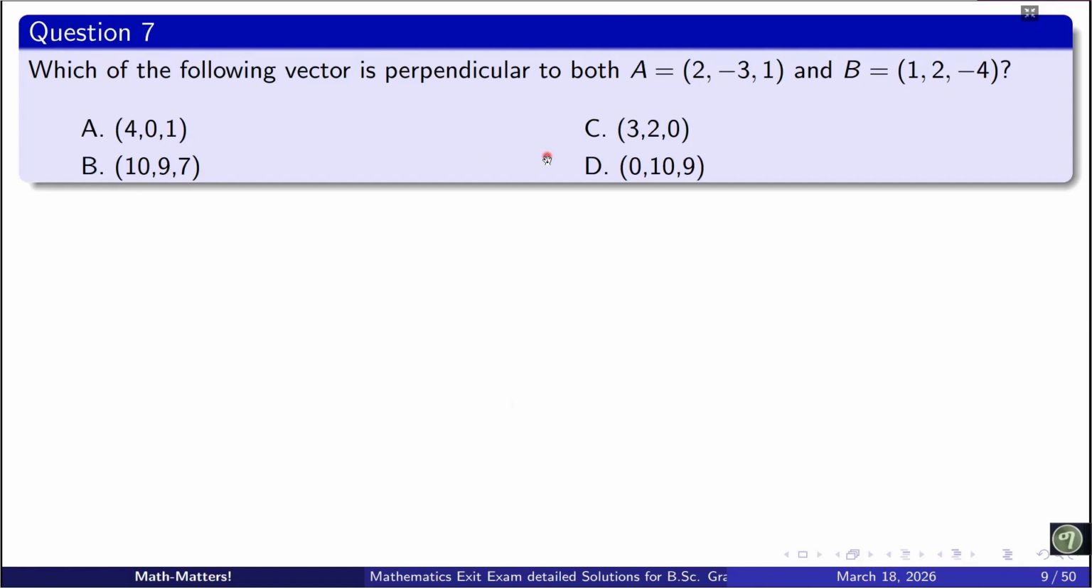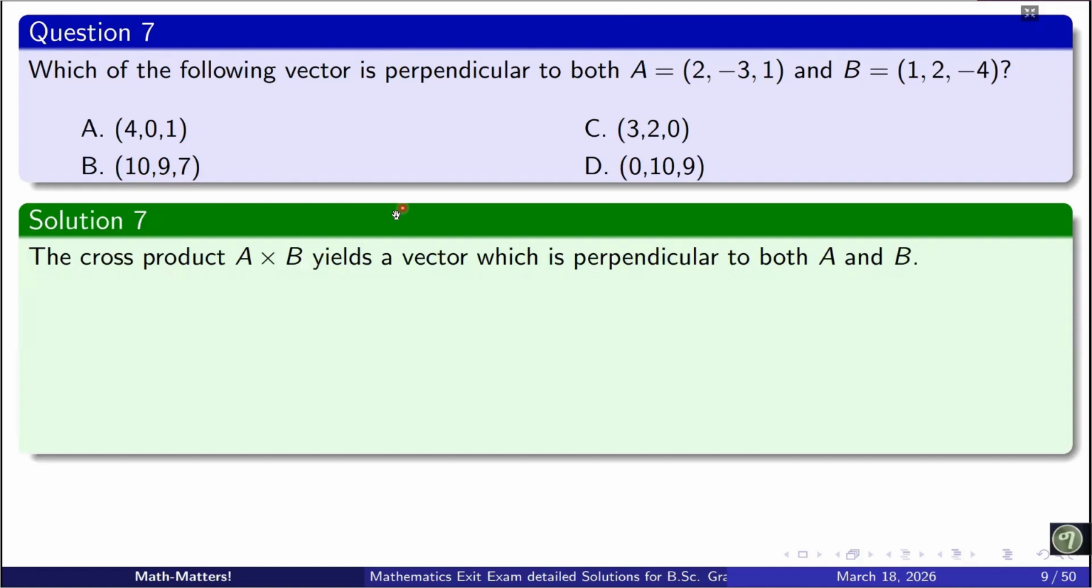We know that in order to determine a vector which is perpendicular to both A and B, the only such vector could be the cross product of the two vectors, or the negative of the cross product of A and B. Therefore, the cross product of A and B yields a vector which is perpendicular to both A and B.